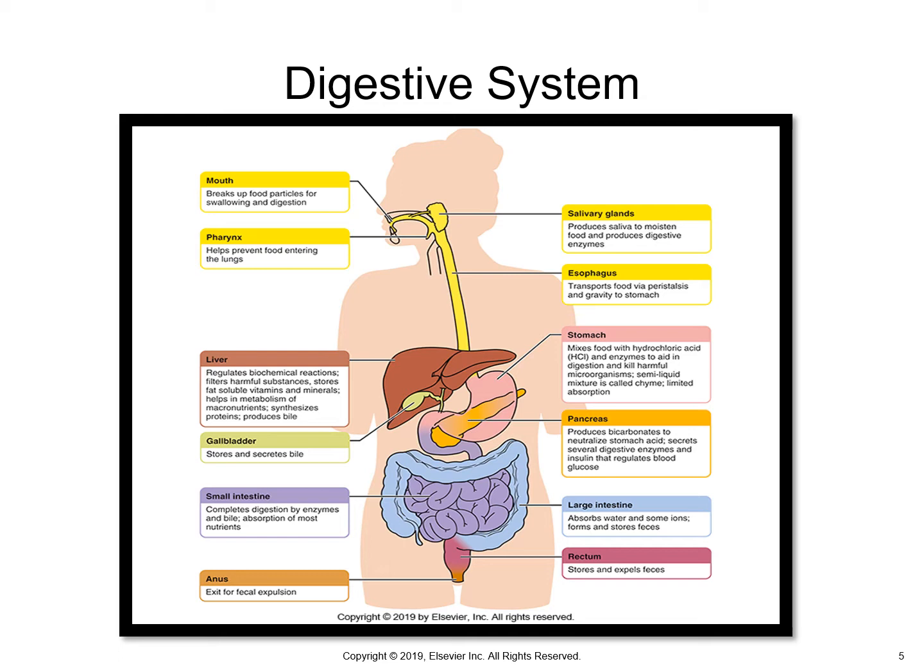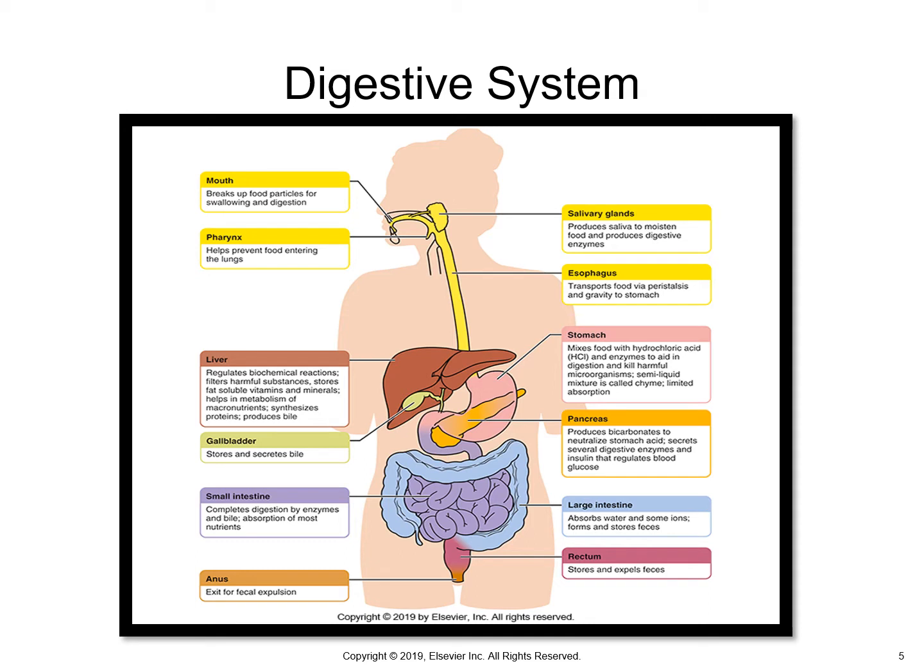Then we have the gallbladder, which stores and secretes bile, and the liver regulates any biochemical reactions, filters harmful substances, as we know, like a lot of medications, alcohol, are filtered through the liver. So you have to be very careful about that and aware of that, because that can cause damage to the liver if it's abused. The liver is also a place where most of our fat-soluble vitamins and minerals are stored, and it helps in the metabolism of our macronutrients, so our carbohydrates, our proteins, our fats, and it synthesizes proteins and produces bile, which can emulsify the fat.